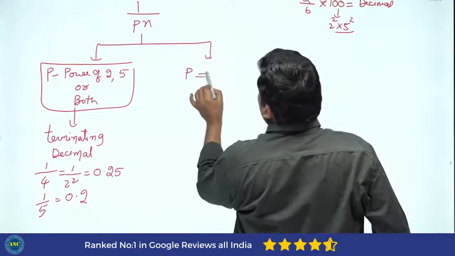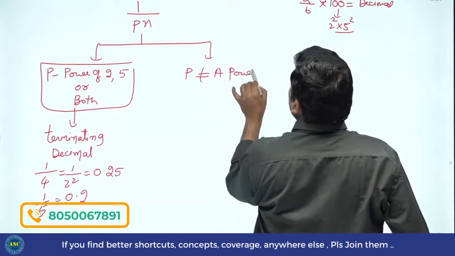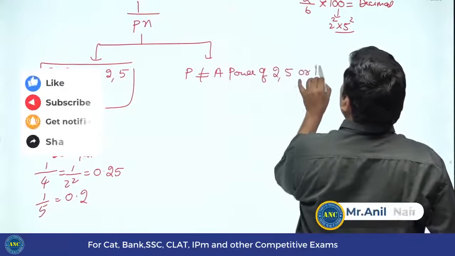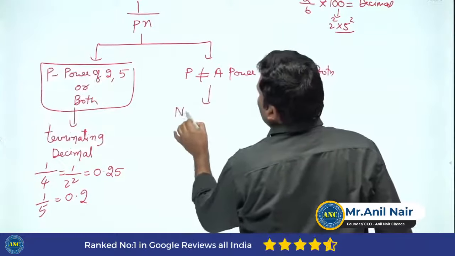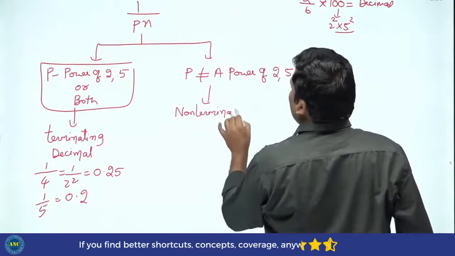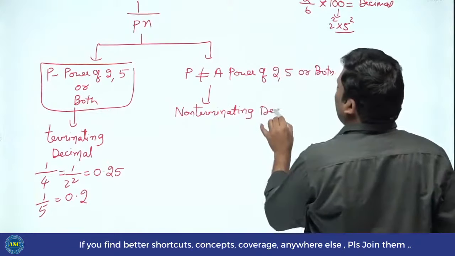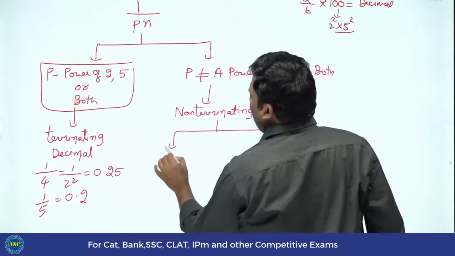If P is not a power of 2, 5 or both, then it will result in a non-terminating decimal. Here there are 2 points.